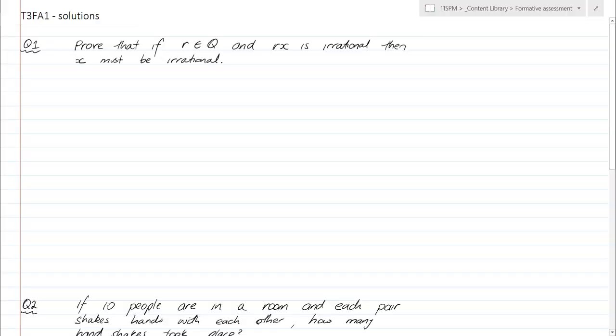Question 1 of the first formative assessment for term 3. Prove that if R is a rational number, Q is rationals, and Rx is irrational, then X must be irrational.